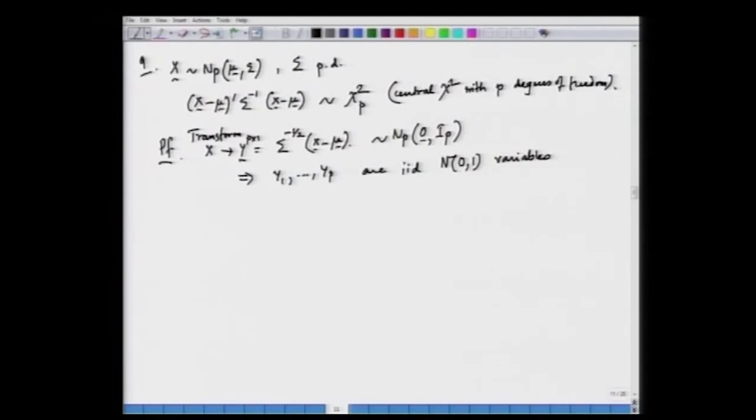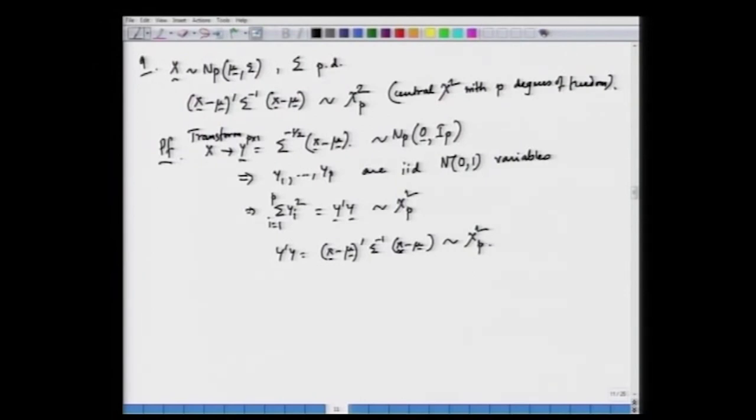If that is so, we know that sum of the square of these p random variables, i from 1 to p summation y i square, which is actually in matrix notation y transpose y, this follows a chi square with p degrees of freedom. So, we have y transpose y, which is nothing but our x minus mu transpose sigma inverse x minus mu, this follows a central chi square with p degrees of freedom, simple.